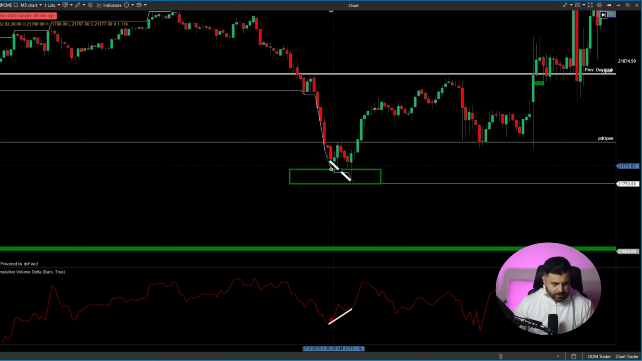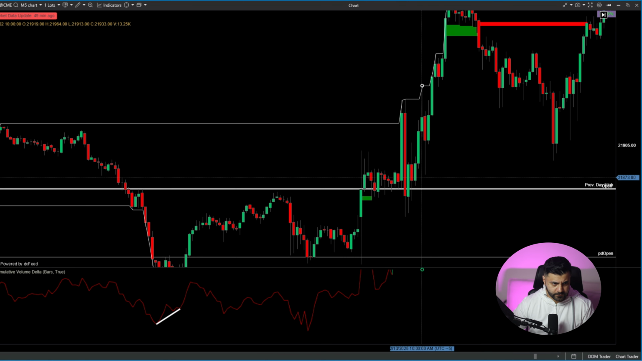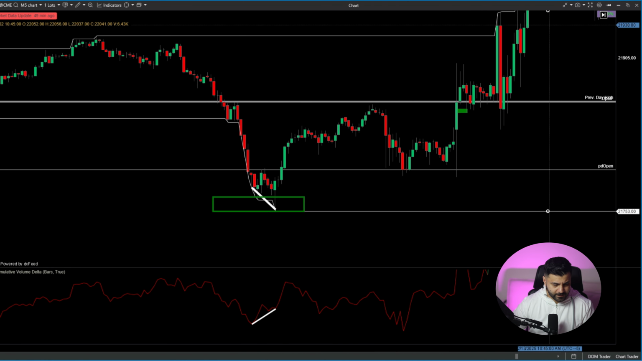So what happens? The price gets here, but the CVD is not following, and what happens is we get a beautiful reversal. Catching that was the low of this particular day, and that just moves massively to the upside.